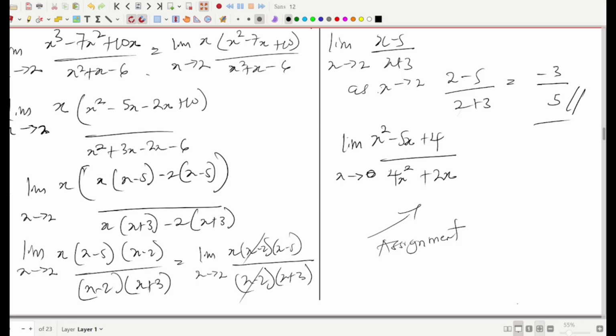We end the class here. We'll meet in the next lecture where we will solve problems on indeterminate forms of limit expressions with square root or radical expressions. Thank you.